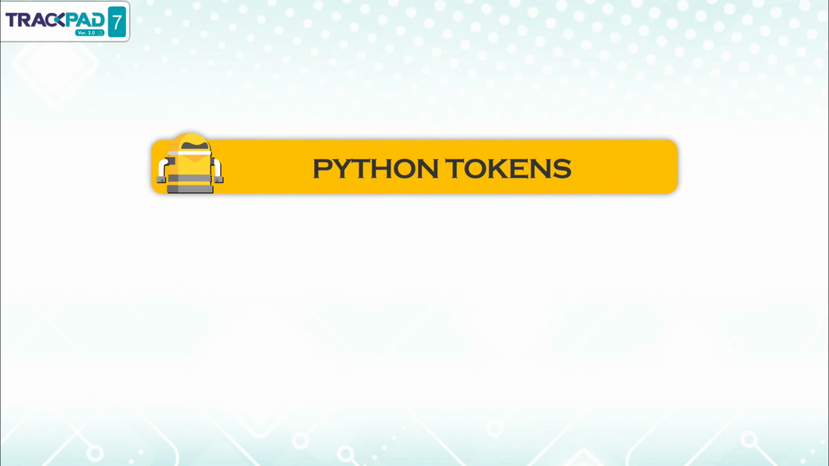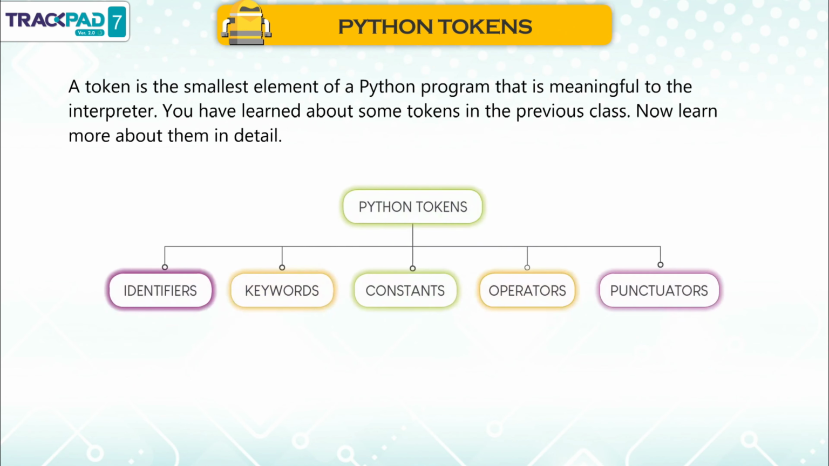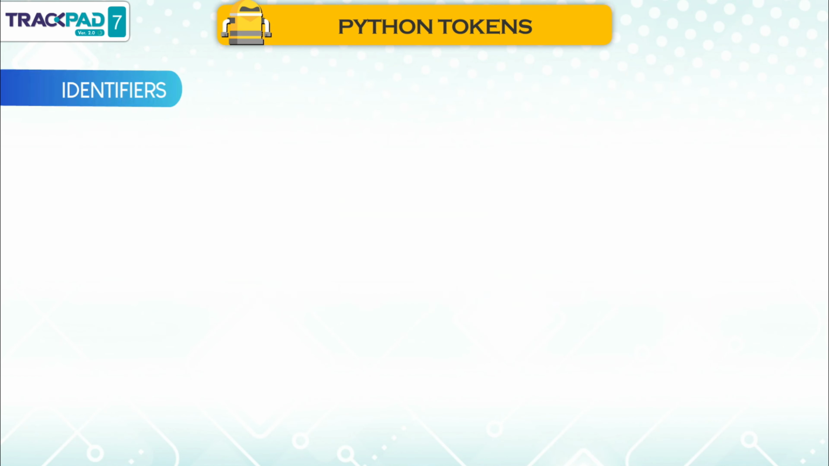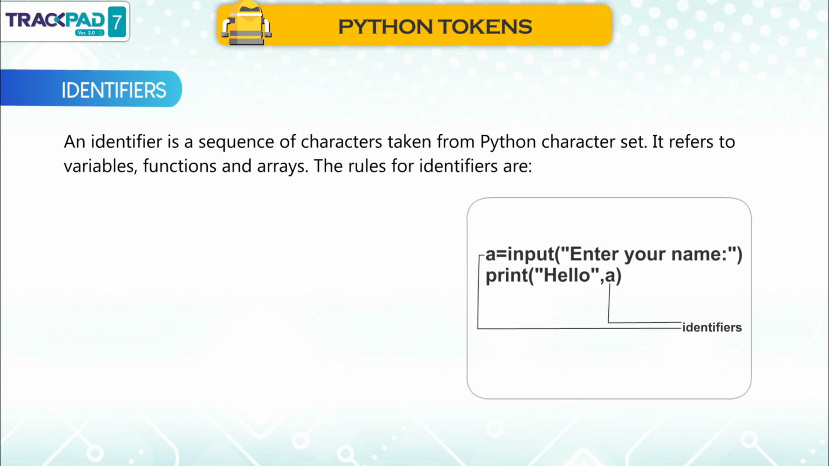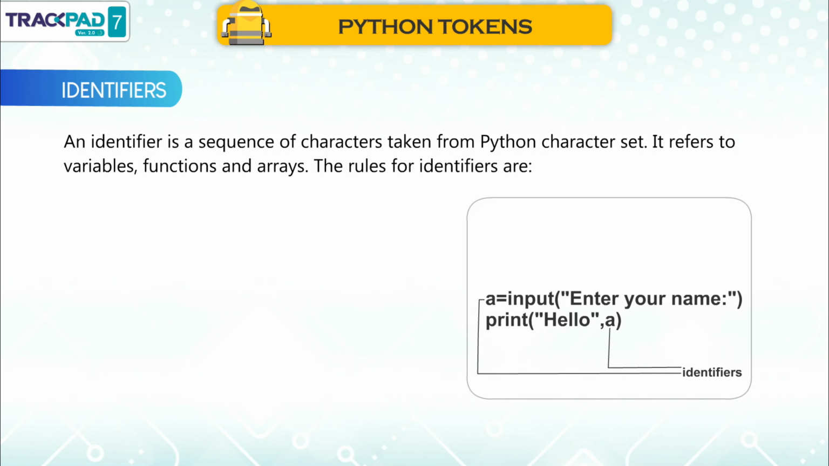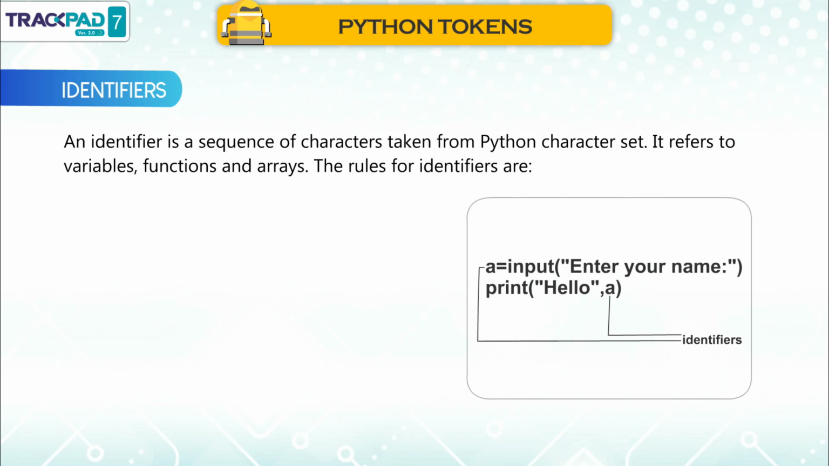Python tokens. A token is the smallest element of a Python program that is meaningful to the interpreter. You have learned about some tokens in the previous class. Now learn more about them in detail. Identifiers. An identifier is a sequence of characters taken from the Python character set. It refers to variables, functions, and arrays.